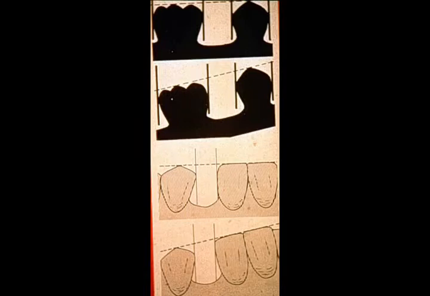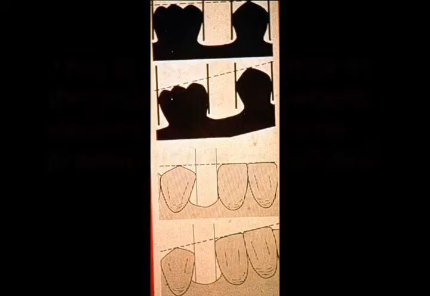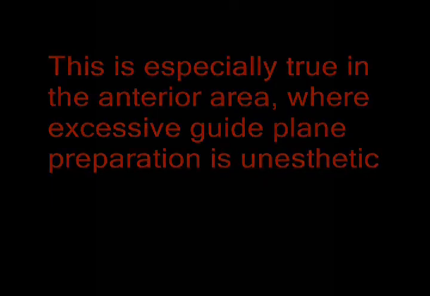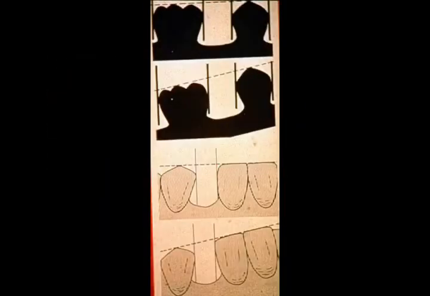In the example diagram, the upper diagram shows how an embrasure space may be modified by tilting the cast. This is especially true in the anterior area, where excessive guide plane preparation will be unaesthetic. The lower half of the diagram shows this effect in the anterior area, that tipping the cast may produce a more aesthetic result and give better conservation of tooth structure.